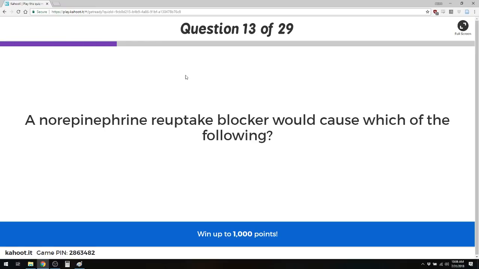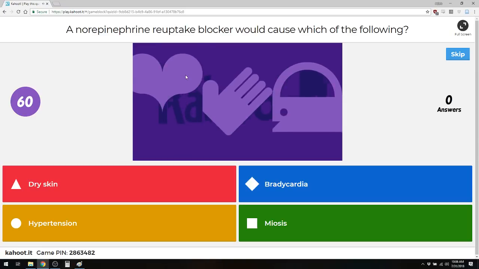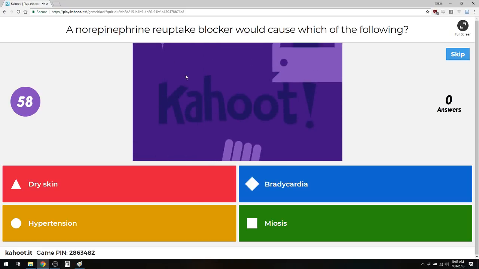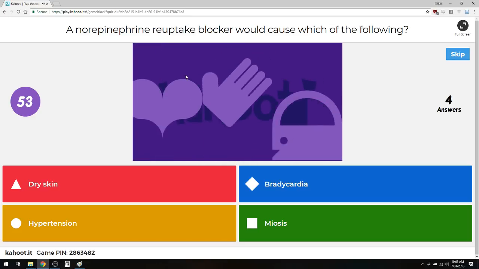A norepinephrine reuptake blocker would cause which of the following? Dry skin, bradycardia, hypertension, or meiosis. So blocking reuptake of norepinephrine.